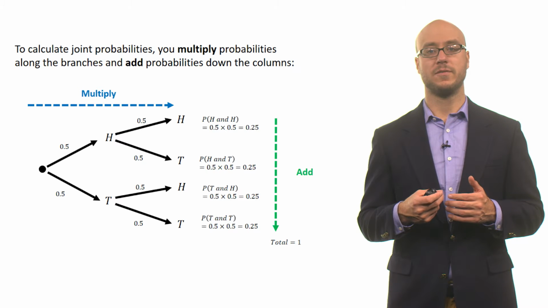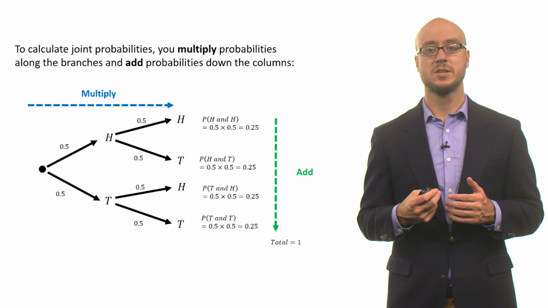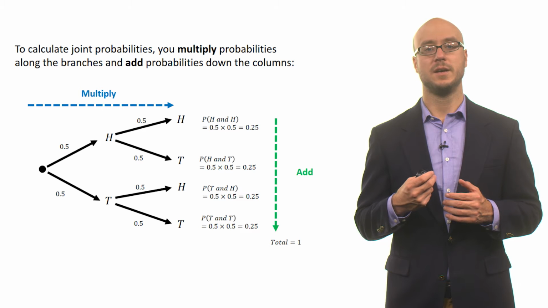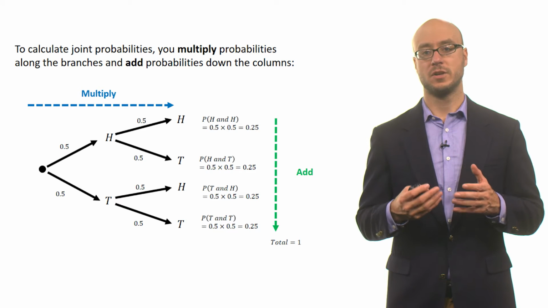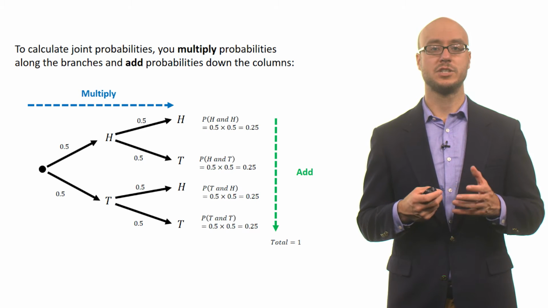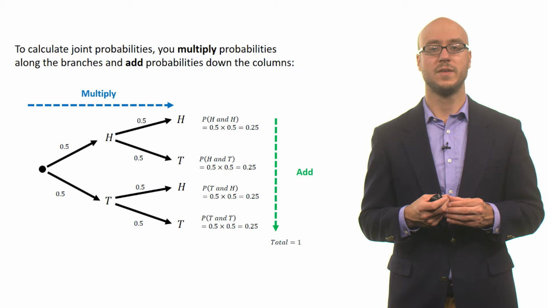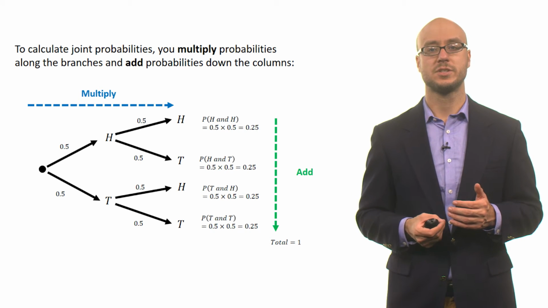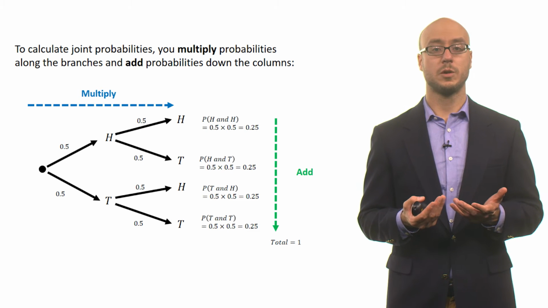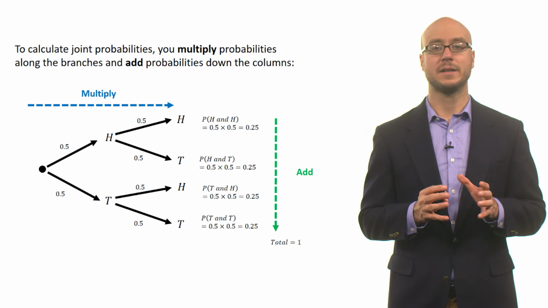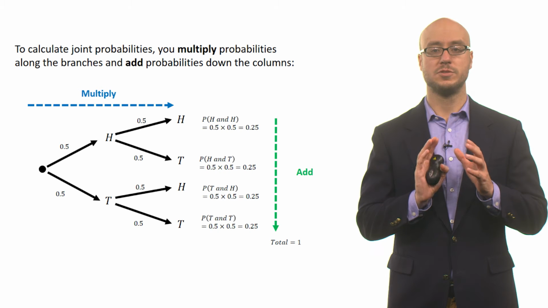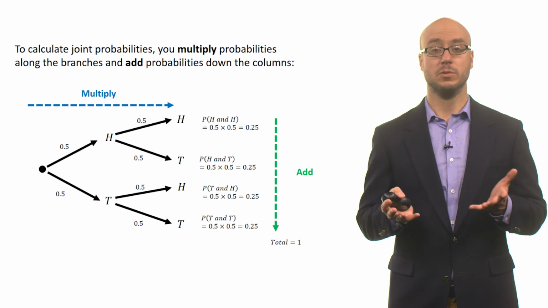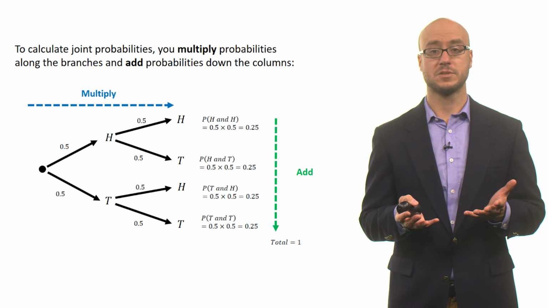You could just calculate the probability by multiplying those two branches together. And then finally, if you want to find the probability of tails and heads, as well as the probability of tails and tails, you can find that those each have a probability of 0.25. And then when you add down each of the set of branches, you can see that the total equals 1, which is exactly what you expect. The sum of those joint probabilities is just going to equal the probability of the overall sample space.